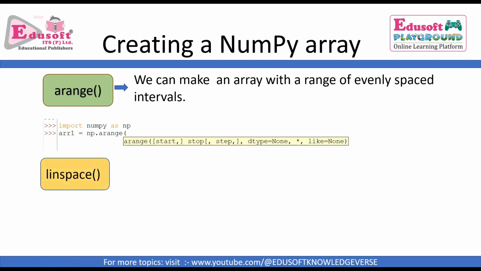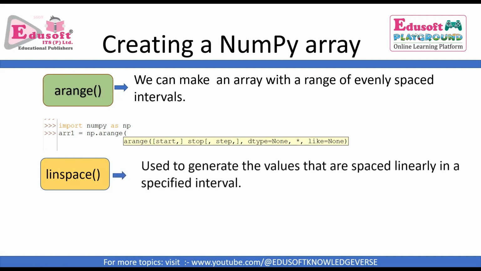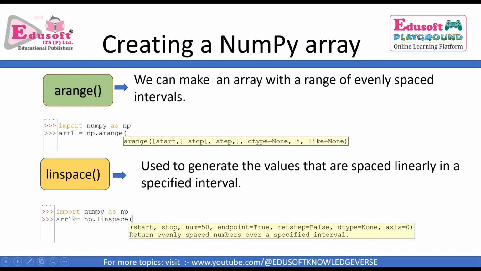What if I want to create an array in a given range with a specified number of elements? So how can I make that array? We have to use the linspace function. It is used to generate values that are spaced linearly in a specified interval. Let's see the syntax. array1 = np.linspace. The first argument is start, the second argument is stop, and the third argument is num.